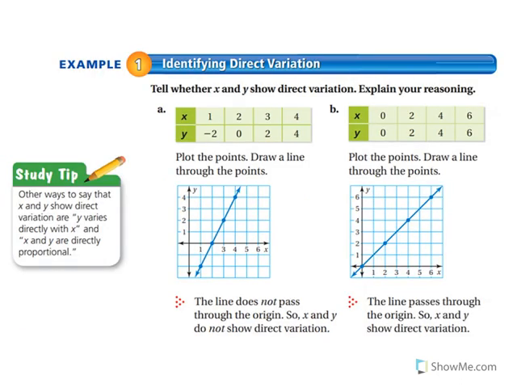So in our first example, it says, tell whether x and y show direct variation and explain the reasoning. We are given a table with our x values and our y values. You can see our x values go up 1, 2, 3, 4, and then our y values go negative 2, 0, 2, 4. Now I think this is something interesting for you to notice. From 1 to 2, it goes up 1. From 2 to 3, it goes up 1. From 3 to 4, it goes up 1.